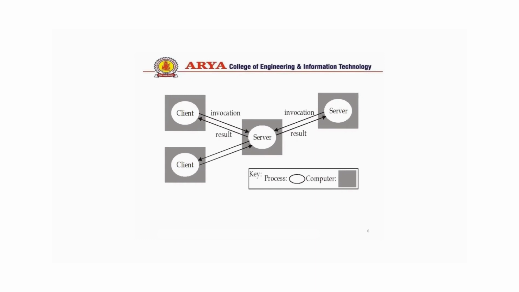From this diagram we can see that there are various clients and servers, and they are invoking a request message and getting the response as a result.